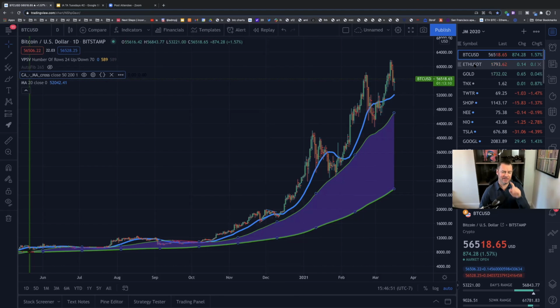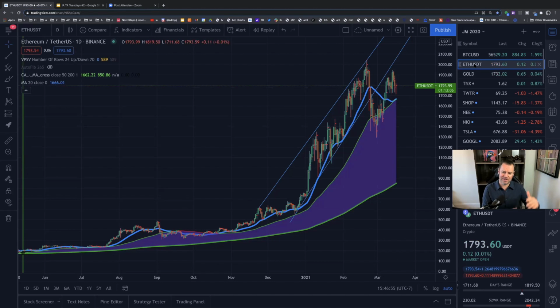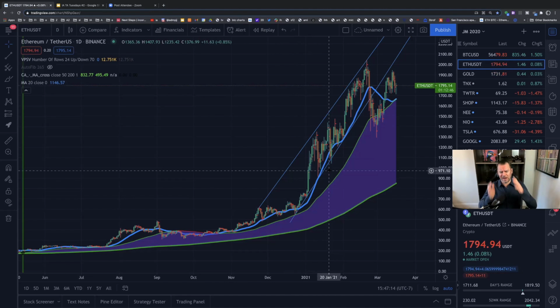Now let's look at Ethereum and see how it compares, because what I'm also going to do today is show you how different charts compare. So Bitcoin to Ethereum, we saw that Bitcoin never went through the 50-day, but Ethereum, like Bitcoin, has been strong ever since the middle of October 2020. It touched the 50-day on the 24th of December. Since then, it's been on that upward trajectory.